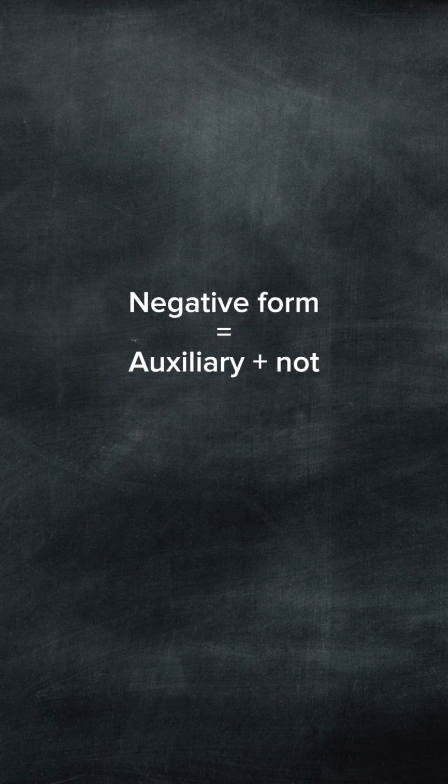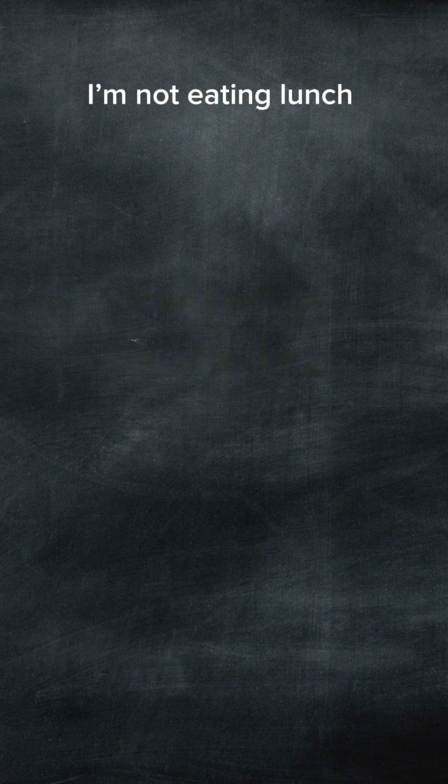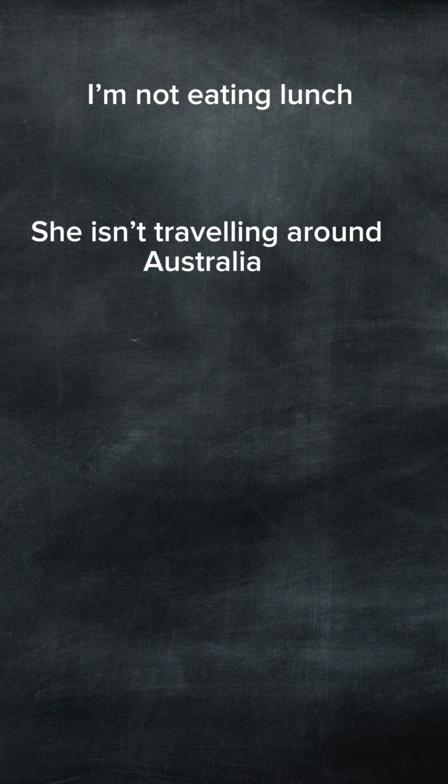So, as you know, to conjugate the negative form in English, we need auxiliary plus not. We already have the auxiliary be, so we add not after be, and we usually contract. So now we can see our examples. I'm eating lunch. We add not after be. I'm not eating lunch. She is travelling around Australia. She isn't travelling around Australia.